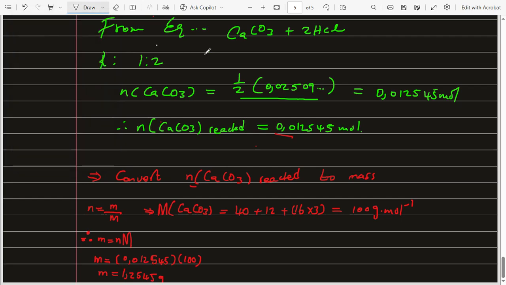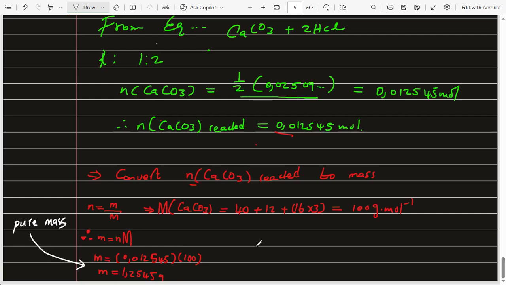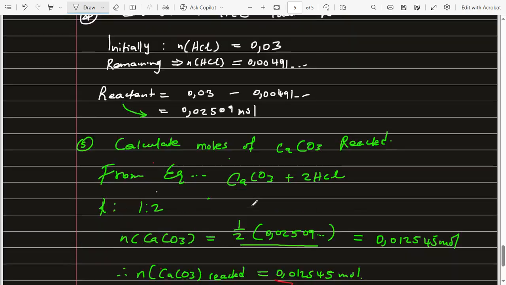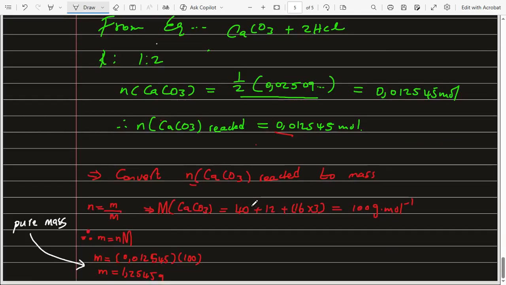Okay, so if you look at this, this is your pure mass. That's the pure mass. So we need to calculate the impurities. Okay, so to calculate the impurities, guys, I don't have much space for this question. So I'm just going to try and squeeze it somewhere here. So if that was step 5, this will be step 6. Okay, so on step 6, I'm going to calculate the impurities.